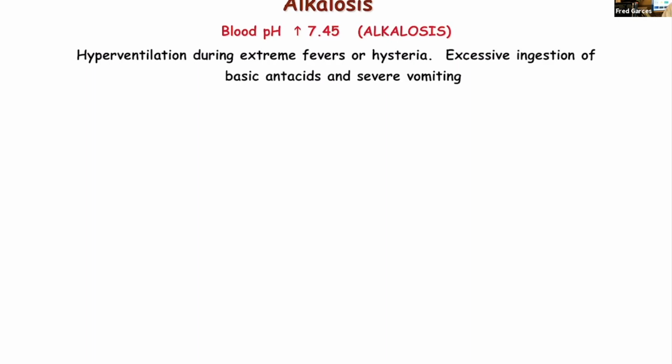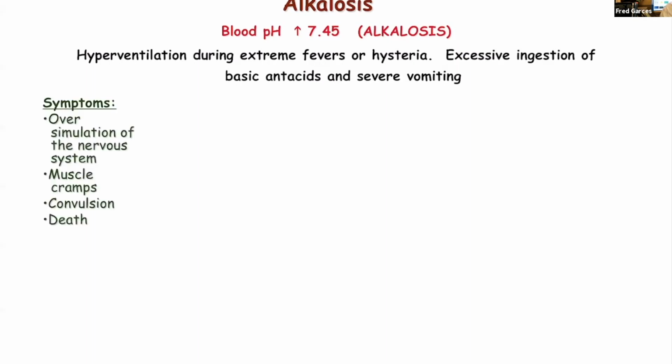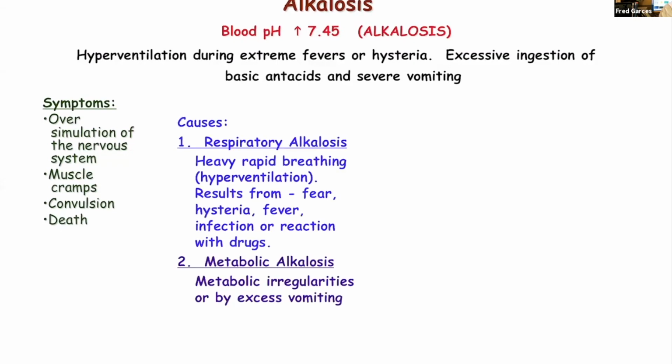But if your blood pH goes above 7.45, then these are the symptoms. Overstimulation of the central nervous system, you get muscle cramps, you get convulsions, and eventually you will die if it's not taken care of. And what are the causes? Well, you breathe too much. You're hyperventilating because you're hysterical, or you had some reaction with a drug, or you've got a fever. So what's going on in terms of the chemistry there is that you're releasing too much carbonic acid.